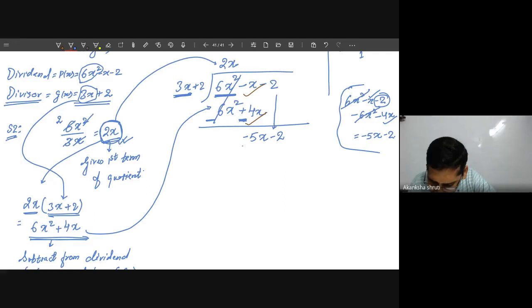Here it is minus 5x and the first term of divisor is 3x. Are you getting this? Minus 5x is the first term for the next step and 3x is our divisor. Now, what is the degree of minus 5x minus 2? It is 1. And the degree of the divisor 3x plus 2 is also 1. Means still division is possible. Okay. So next step is what?